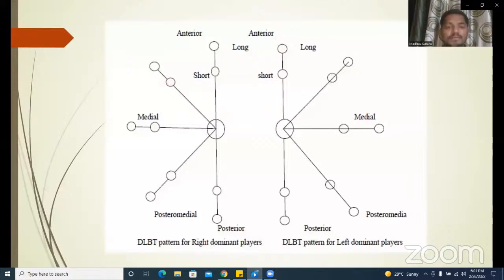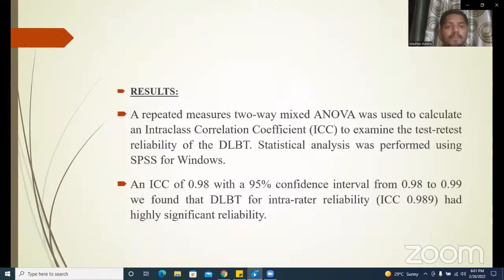This is the DLBT. Directions: anterior, anteromedial, medial, posteromedial, posterior, posterolateral, lateral, and anterolateral, on the left side and right side.